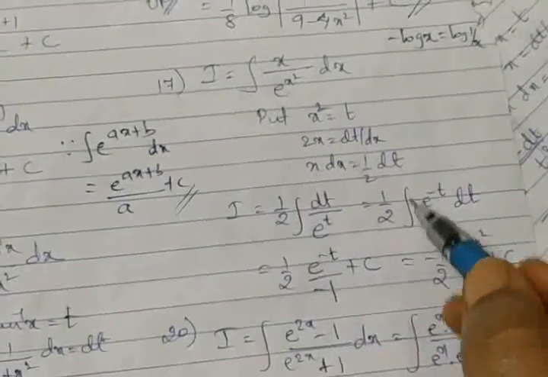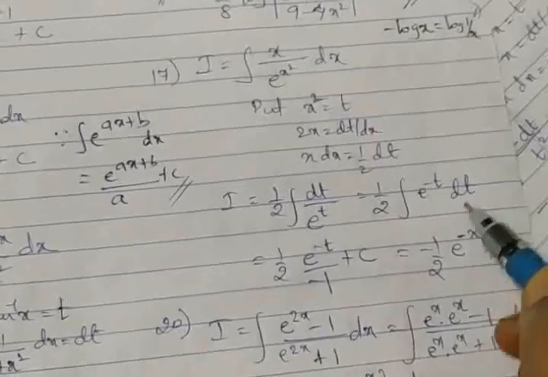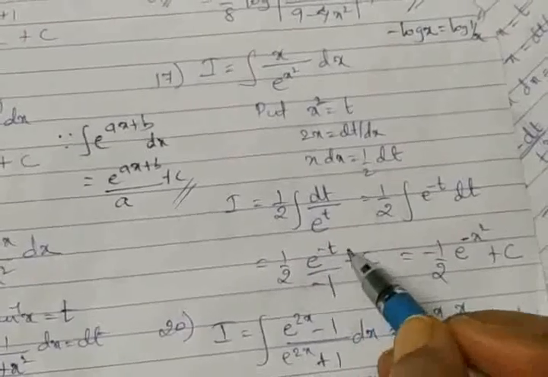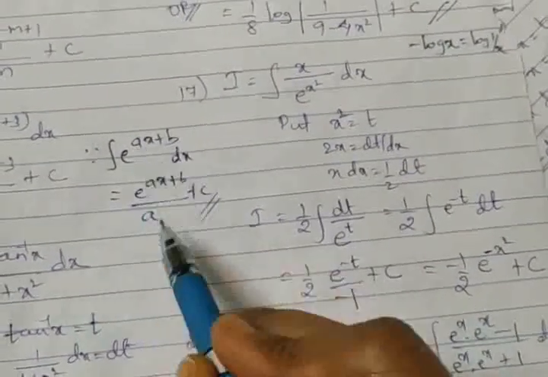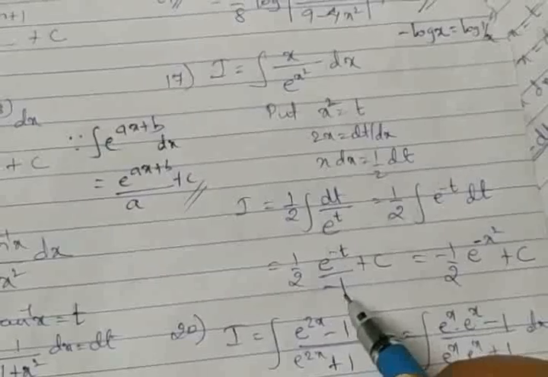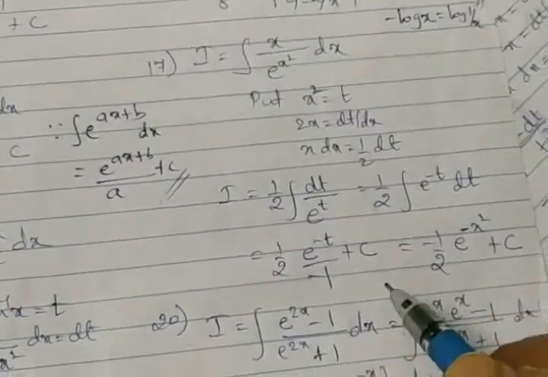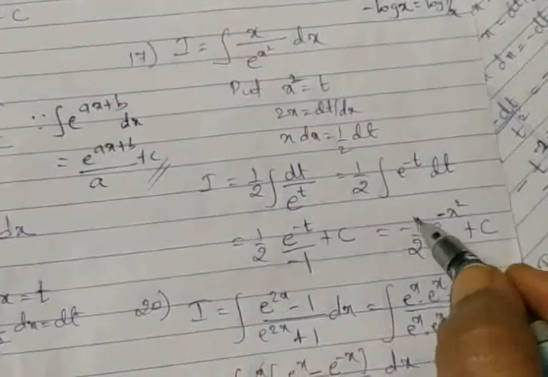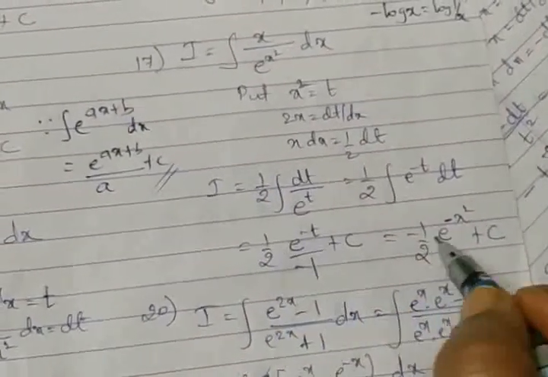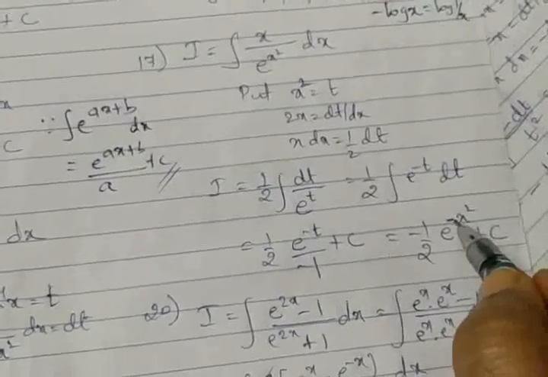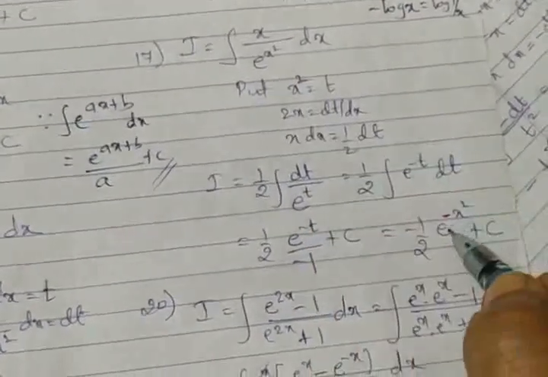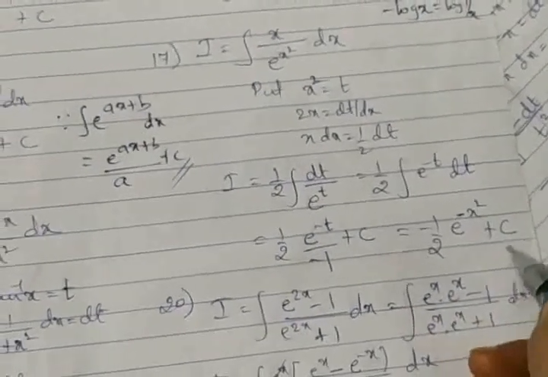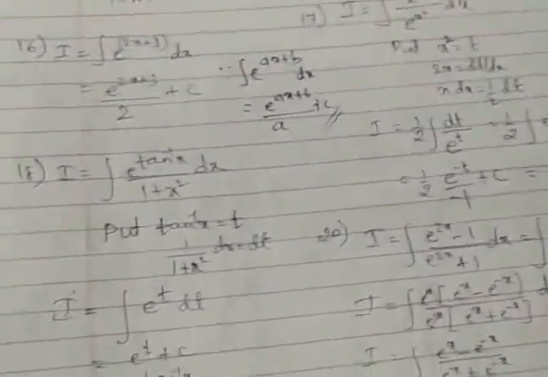So let's balance it here. We find 1 by 2 integration of e raised to minus t with respect to t. Be careful about the integration of e raised to minus t. It's e raised to minus t divided by the coefficient of t, minus 1, and plus c should be taken. Now t is replaced back. We have minus 1 by 2 e raised to minus x square plus c. So the final answer for the 17th question is minus 1 by 2 e raised to minus x square plus c.